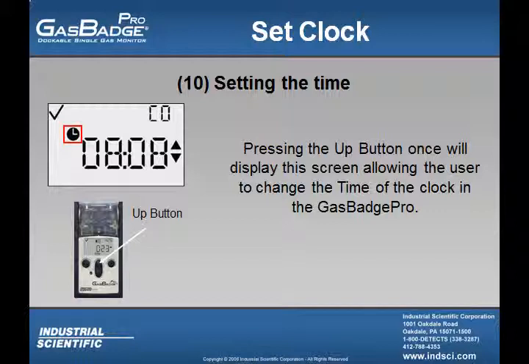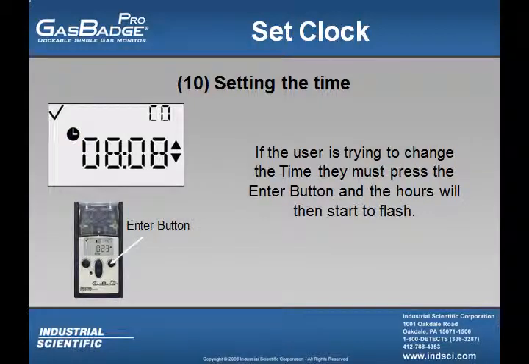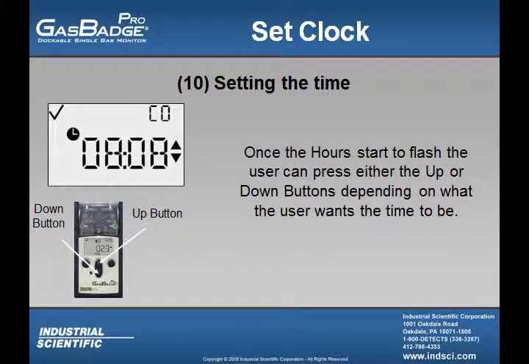This is important because whenever the user goes to perform an infrared print or a downloading of the data logging, the time is stamped as well as the readings the instrument saw at that time. If the user needs to change this clock, they must press the enter button and the first set of numbers will start to flash, or the hours will start to flash.